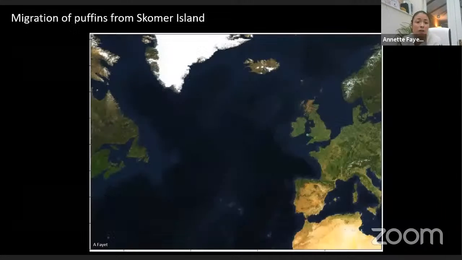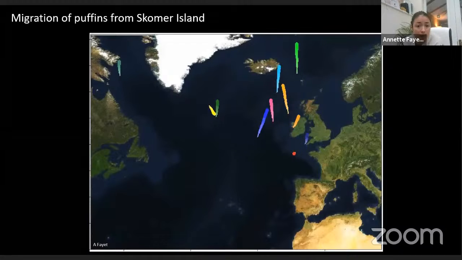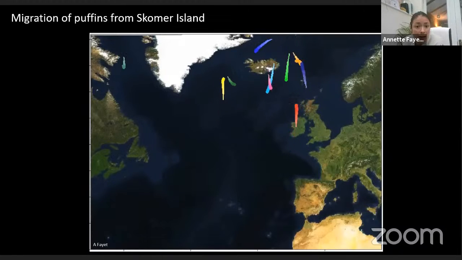And this is an animation showing you some of our results from Skomer Island. So each of the little dots is a different puffin. And there's quite a few things to say from these. So the first one is that actually these puffins are going really far.